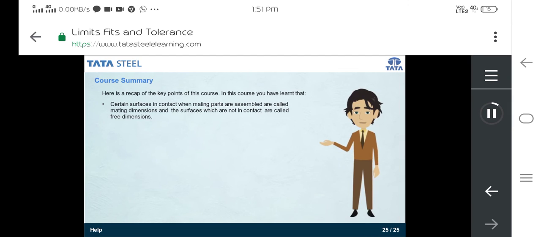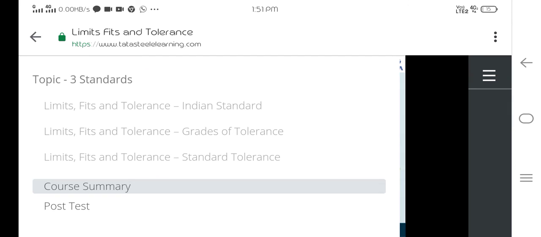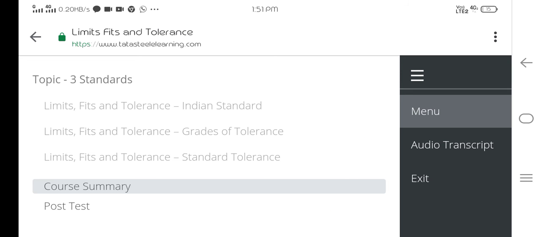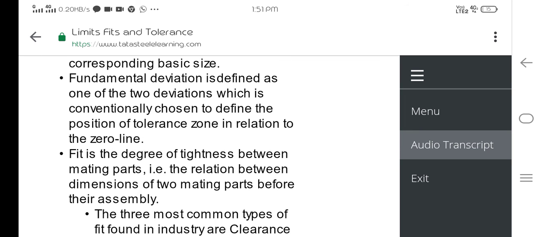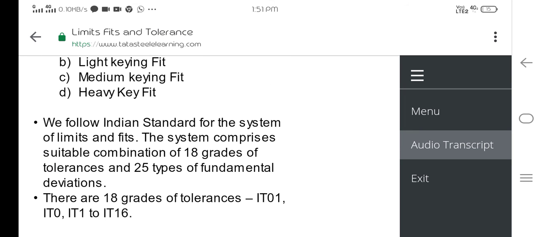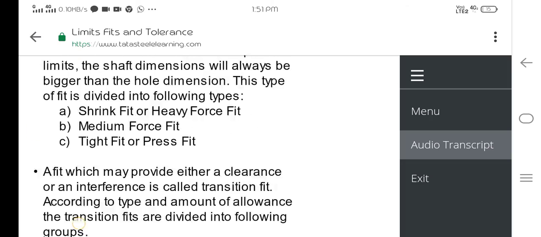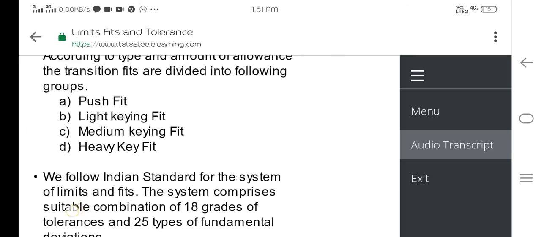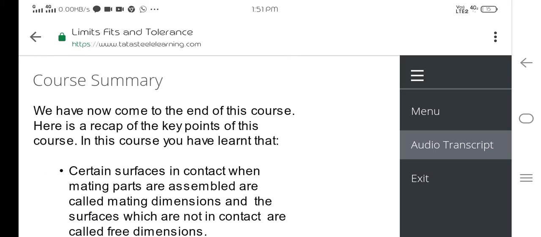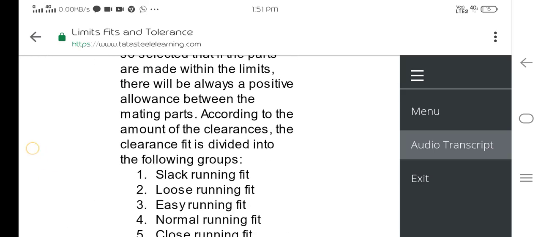Limits are the two extreme permissible sizes of a given dimension. Limits are determined according to base size and fit required. The algebraic difference between high limit and low limit is called tolerance. It is the amount of inaccuracy tolerable for a given dimension. Tolerances are of two types, unilateral and bilateral.